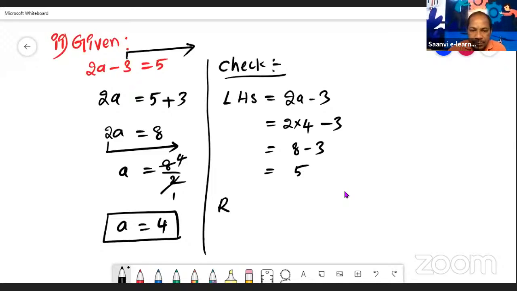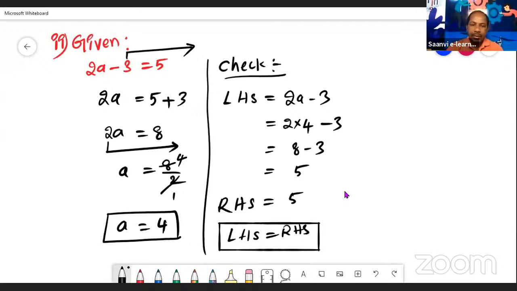Now see the RHS. What is the RHS value? RHS value is also 5. No? It means LHS and RHS both are the same. So LHS is equal to RHS. Okay, when we get LHS equal to RHS, then only our solution is correct. Otherwise, it is wrong. Okay, children? Right. So let us see the next question.